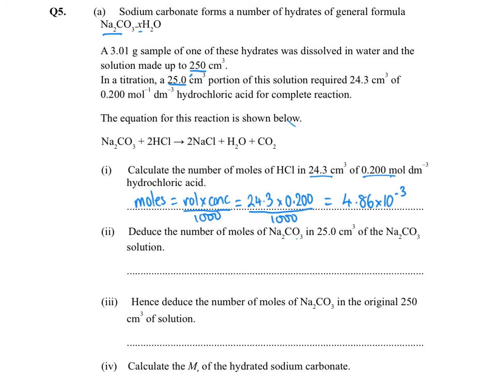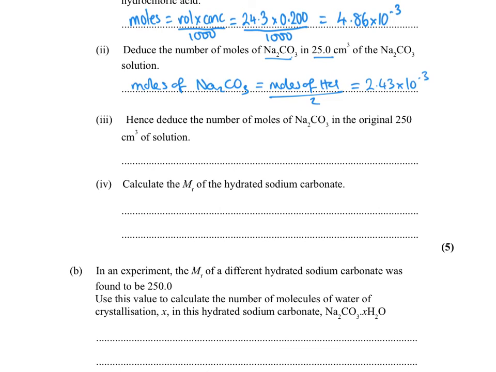Okay, and that gives us an answer of 4.86 times 10 to the minus 3. We then want to deduce the number of moles of sodium carbonate in 25 centimetres cubed of the sodium carbonate solution. So we need to go to our equation and see how the two react together. And you can see 1 mole of the sodium carbonate reacts with 2 moles of the hydrochloric acid. So the moles of the sodium carbonate are going to be half that of the acid. Which is 2.43 times 10 to the minus 3.